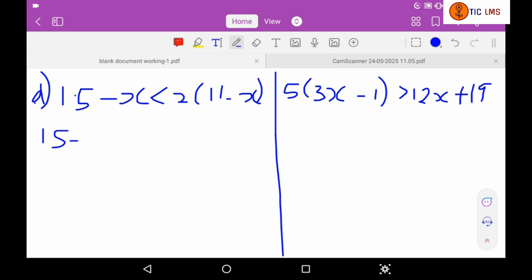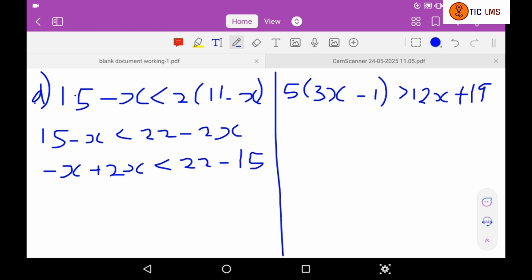So we have 15 minus x is less than, opening the brackets, 22 minus 2x. Next, you're going to collect the like terms. Let's move the ones that have x to the left. So we're going to have minus x plus 2x less than 22 minus 15. Negative 1x plus 2x gives us x, less than 22 minus 15, which leaves us with 7. So here we have x is less than 7. That is what you should have on the left hand side.